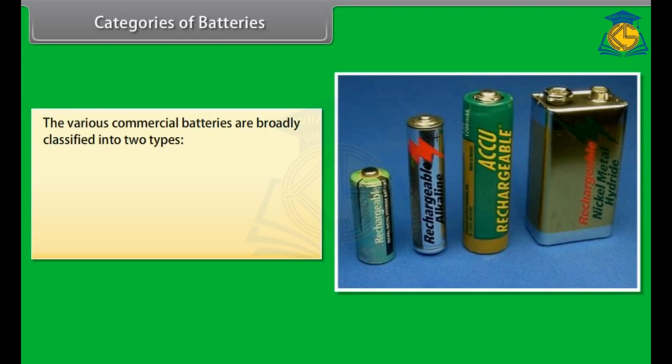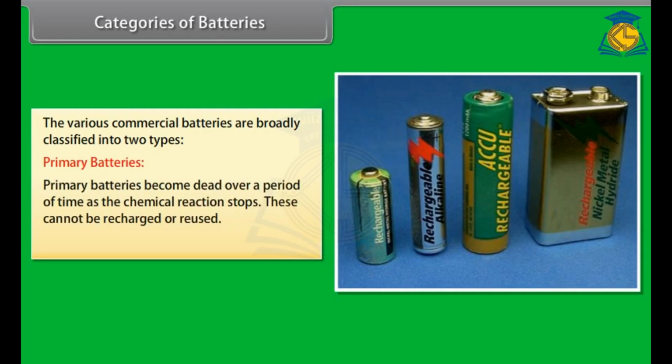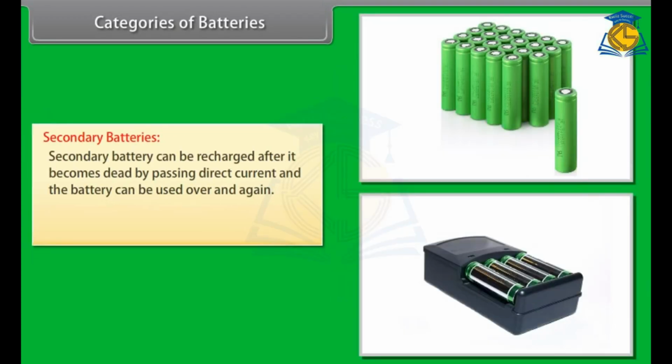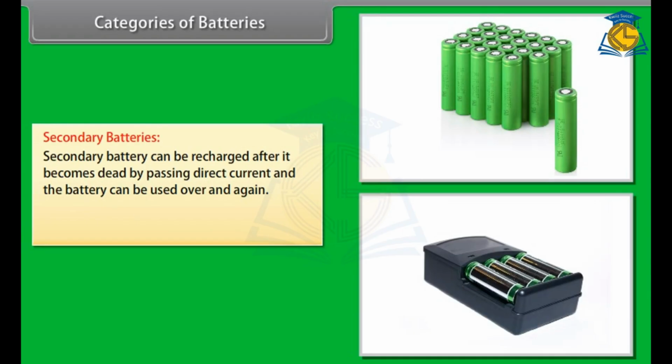Categories of batteries. The various commercial batteries are broadly classified into two types. Primary batteries. Primary batteries become dead over a period of time as the chemical reaction stops. These cannot be recharged or reused. For example, dry cell and mercury cell. Secondary batteries. A secondary battery can be recharged after it becomes dead by passing direct current, and the battery can be used over and again. For example, lead storage battery and nickel-cadmium storage cell.